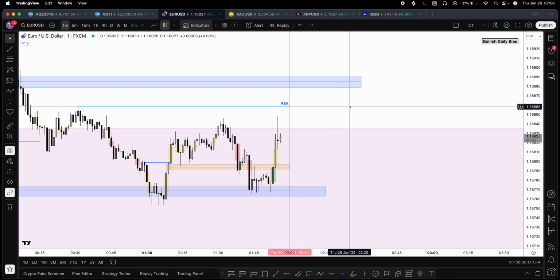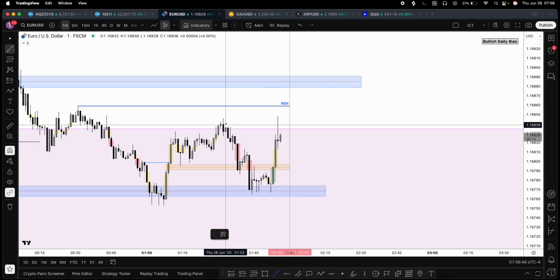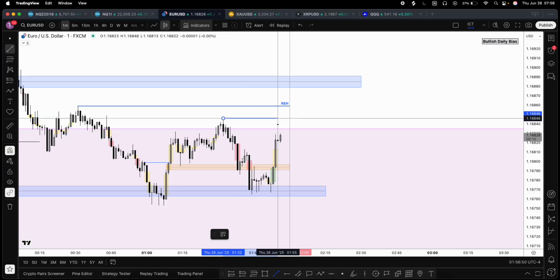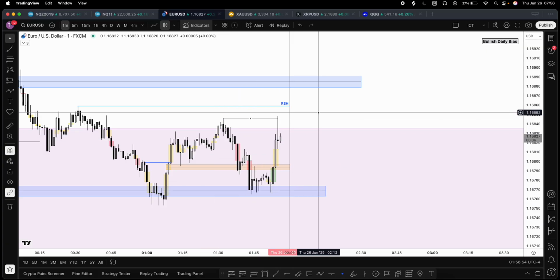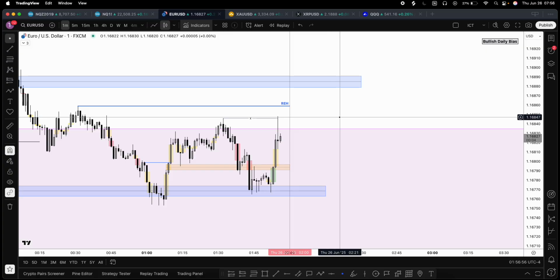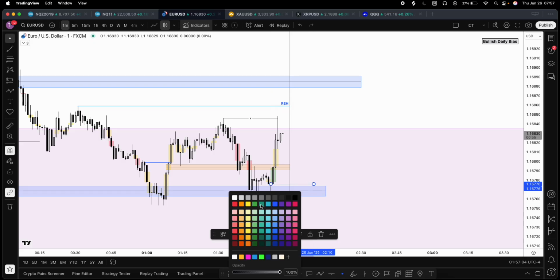So, see what happens there. We did just sweep this high, so we might get an entry model. In that case, we would need a close below here.